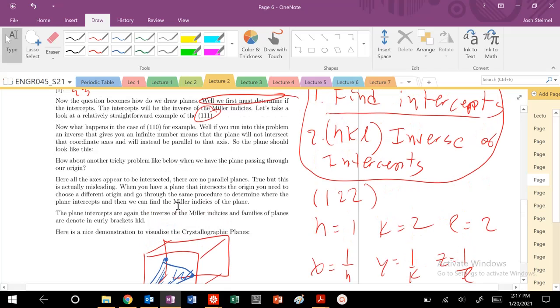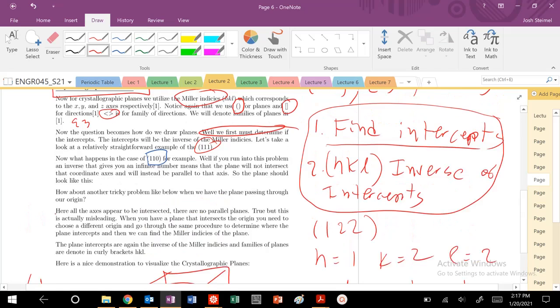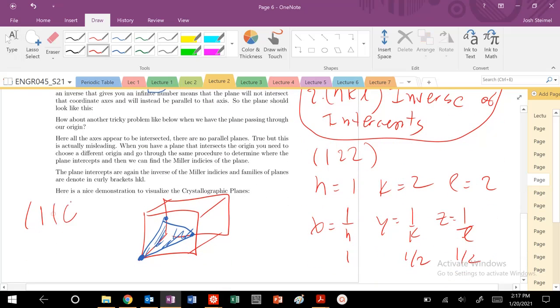Awesome. Let's go through another example. Let's again do that inverse process. Something weird happens here. Let's say you're given 1, 1, 0. So I know that my X is going to be 1 over H, that's 1. My Y is going to be 1. Uh-oh, what about my Z-intercept? What is 1 divided by 0? It's infinite.